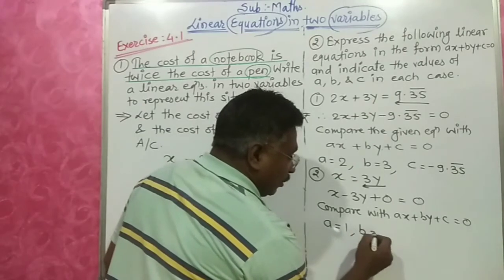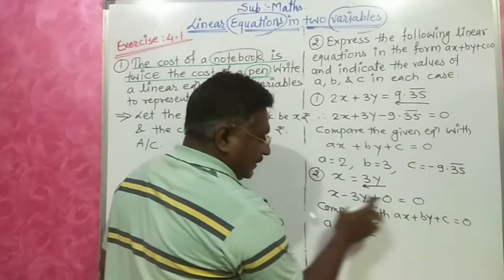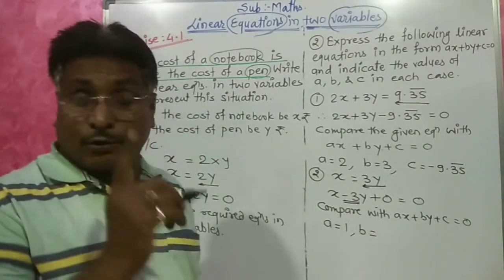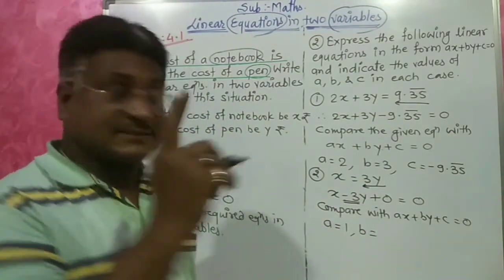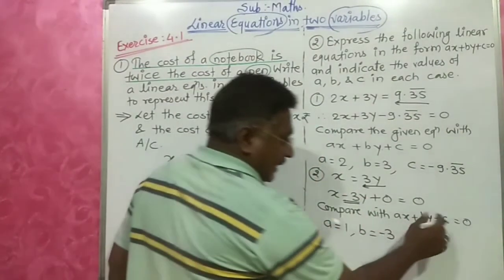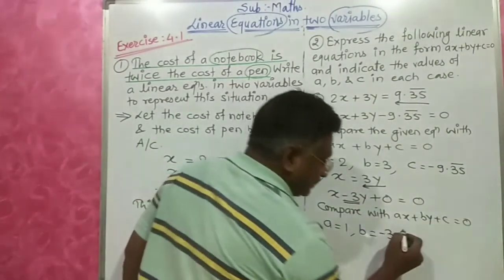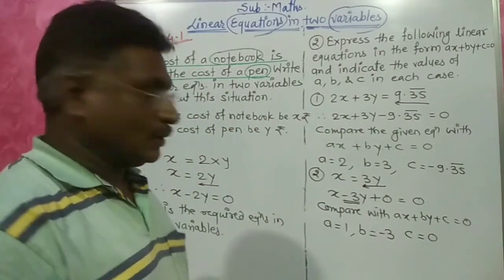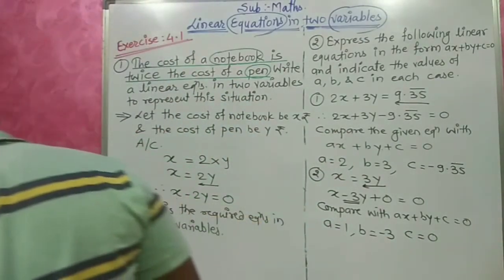Now what is the value of b? With y, b. Here with y what is there? Minus 3 is there. Not only 3, minus 3. So what is the value of b? Minus 3. And in place of c what is there? 0. So c equals 0. So hope you understand now how to write this.